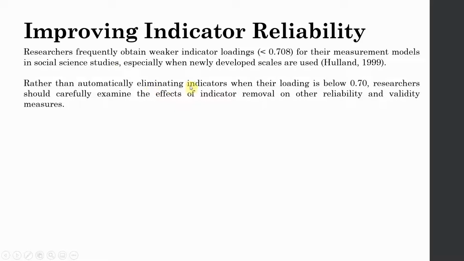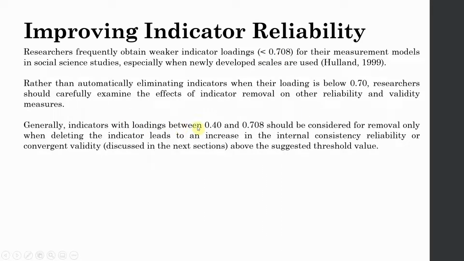Rather than automatically eliminating your indicators when their loading is less than 0.70, researchers should carefully examine the effects of indicator removal on reliability and validity. You just do not go on and remove your indicators because their loading was less than 0.70. You assess whether this removal will significantly improve the reliability and validity. If your reliability and validity is already above the required limit, you do not need to delete an indicator because its loading was less than 0.708.